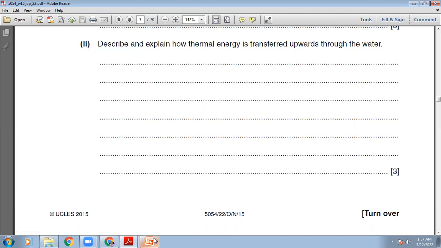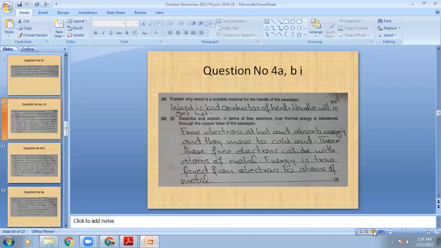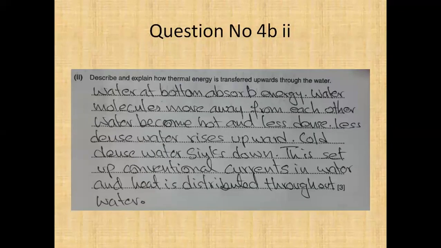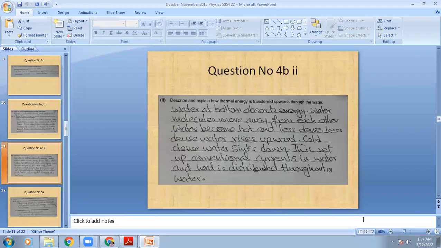A very famous question this is. Water at the bottom absorbs energy. Water molecules move away from each other. Water becomes hot and less dense. Less dense water rises upward. Cold, dense water sinks down. This sets up convection currents in water, and heat is distributed throughout the water. Hopefully, you understand this answer and you never forget this answer.